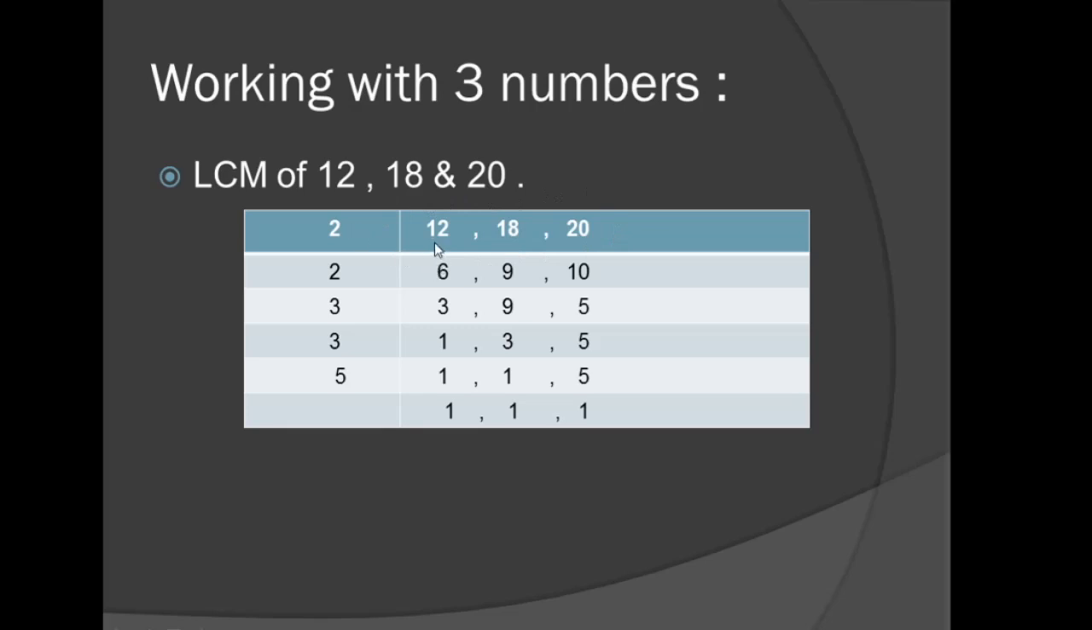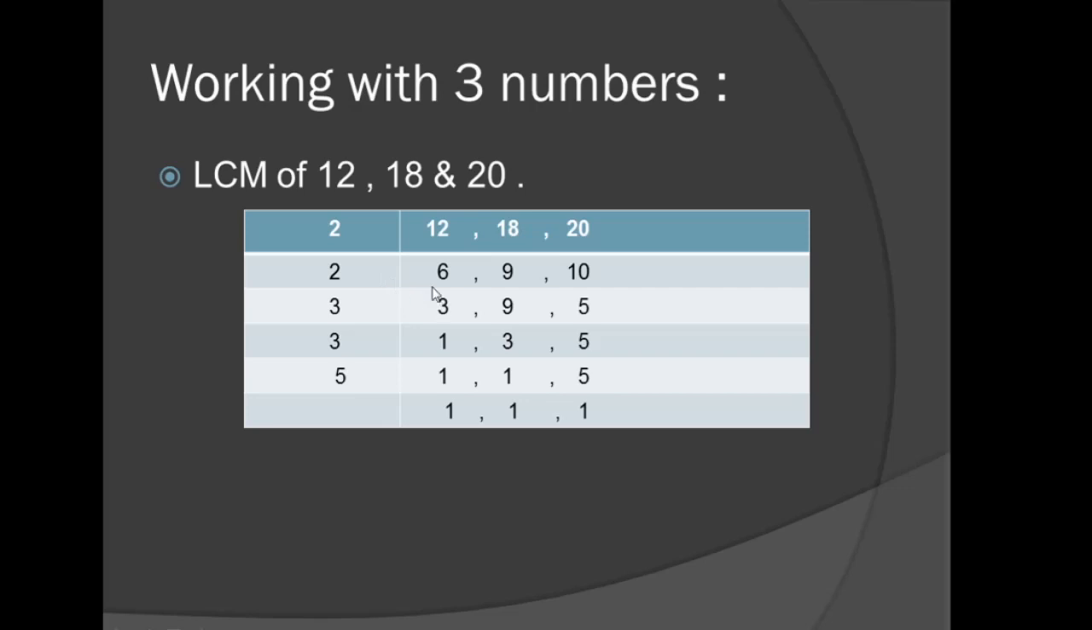2 times 6 is 12, 2 times 9 is 18, and 2 times 10 is 20. So I am having 6, 9 and 10. Now there is a need to work out again for the common possibility. I can divide 6 and 10 by 2, whereas I can divide 9 and 6 by 3. But every time we look for the smallest possibility, so I will prefer to go with 2 first.